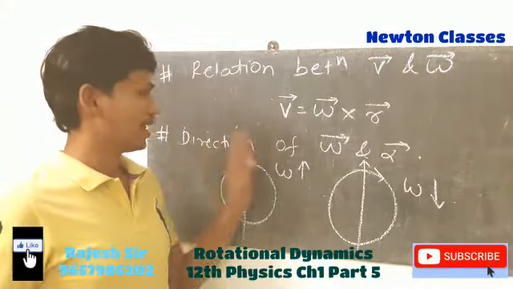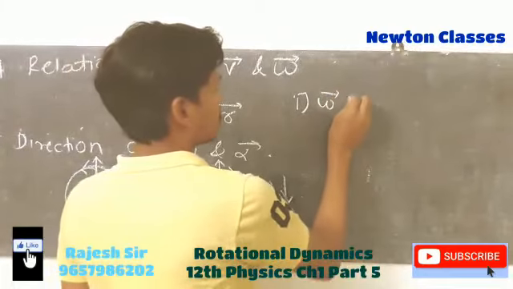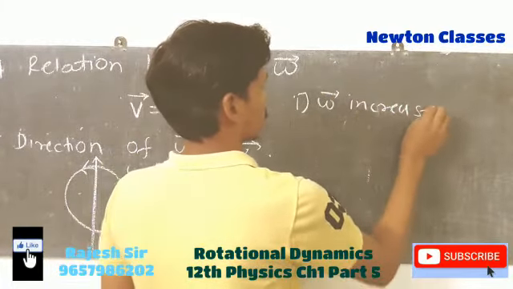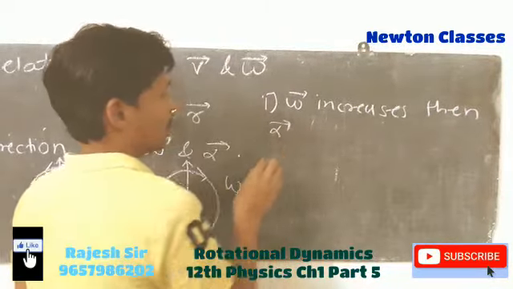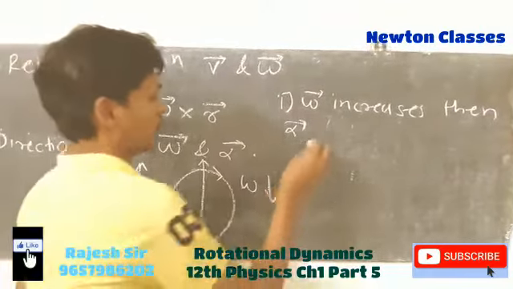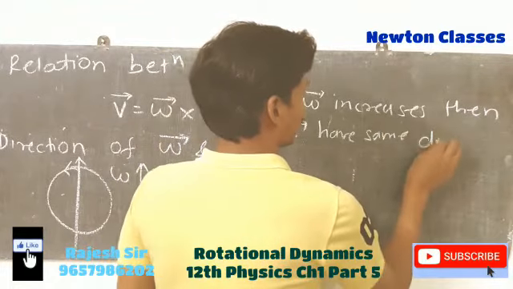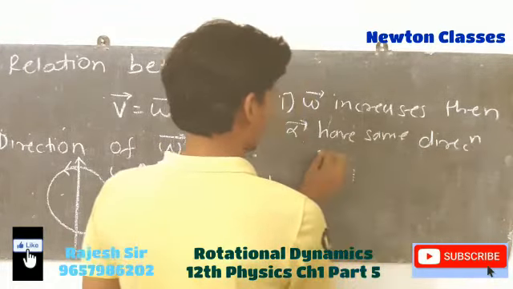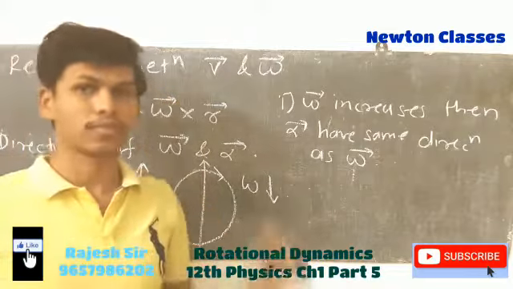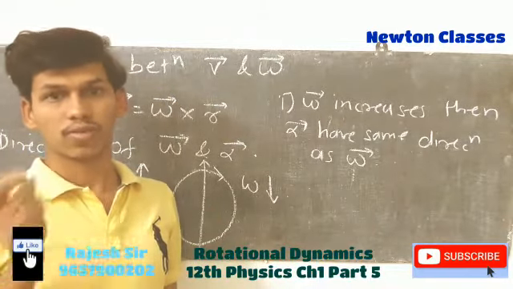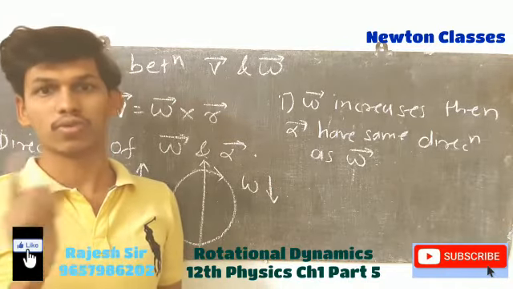Now what about the direction of alpha bar? When omega bar increases, then alpha bar, that is angular acceleration, has the same direction as omega bar. Suppose our fan performs circular motion, or the tips of the blades of the fan perform circular motion.